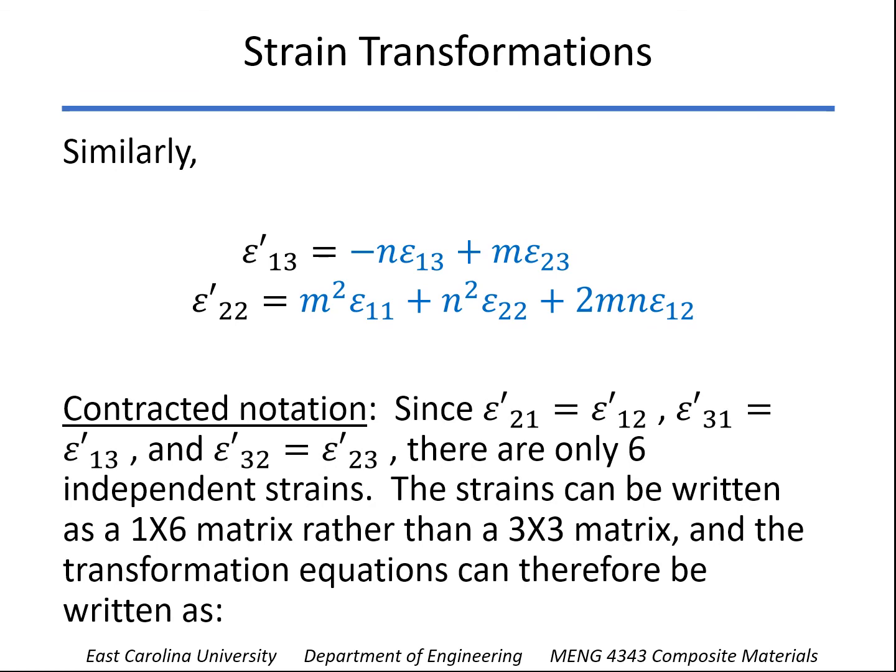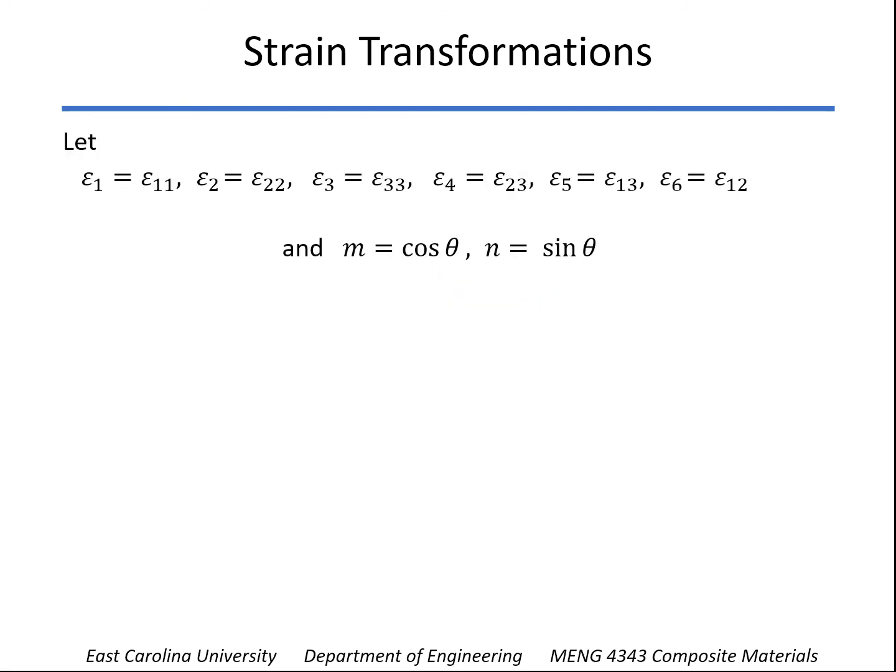And now, because we have epsilon 21 being epsilon 12, and the same for the prime system, there are only 6 independent strains instead of 9. So instead of writing these in a 3 by 3 matrix, we're going to write it as a 1 by 6 matrix. And so here's how we're going to do it.